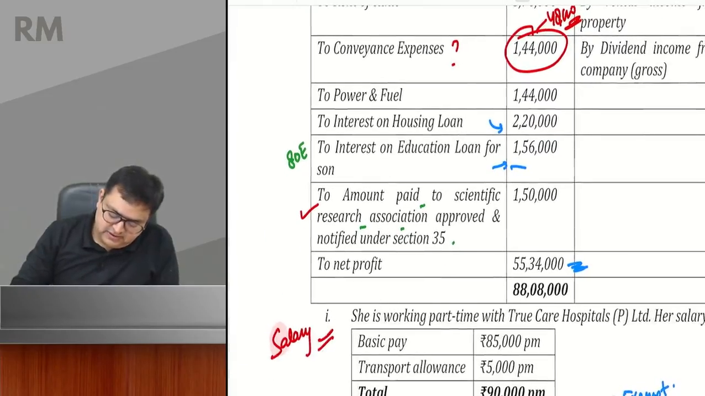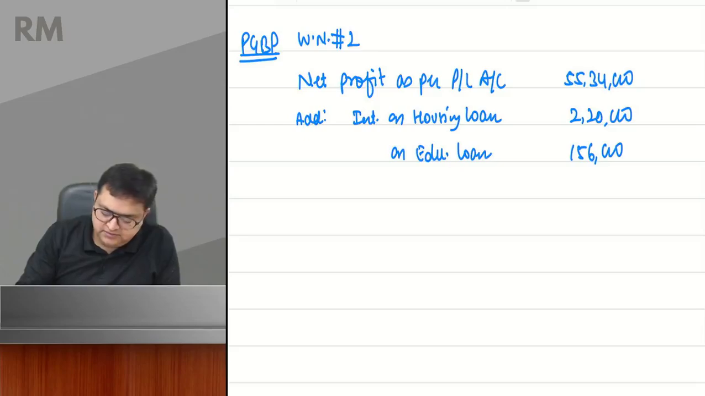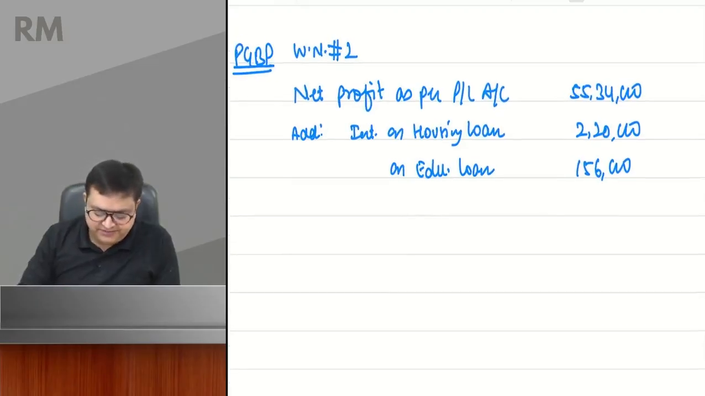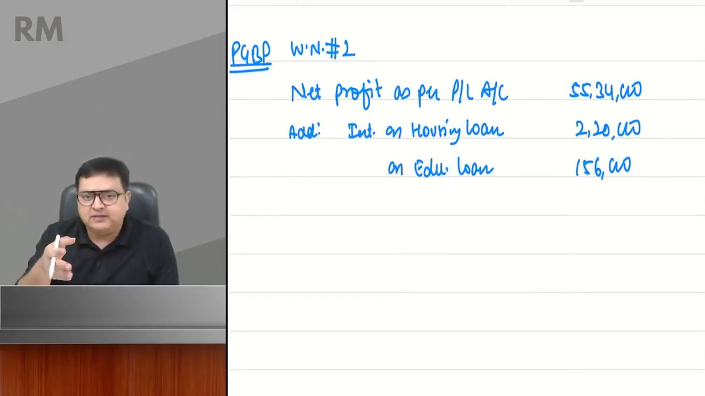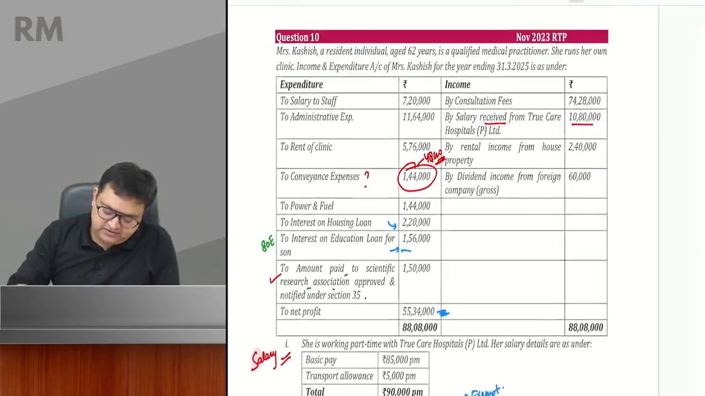Then amount paid to scientific research association. Right now I'm completely happy with it. No issues. Why? It's an optional regime. It is allowed. Had it been default regime, I would have added it back. But right now we are completely okay with it. So these are my debit side, my income side.